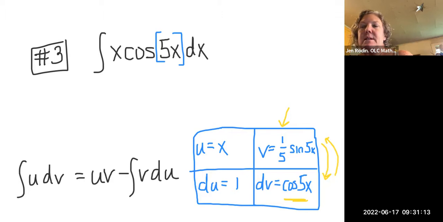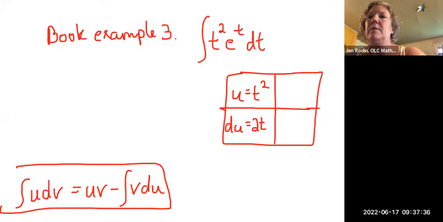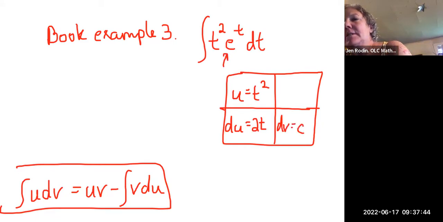So that's the setup. Let me pause a minute, see if anybody wants to go ahead and do that before I go further. And then dv is the other guy that's sitting there. And then remember the derivative of e to the t is the same as itself. So the integral is also the same as itself.